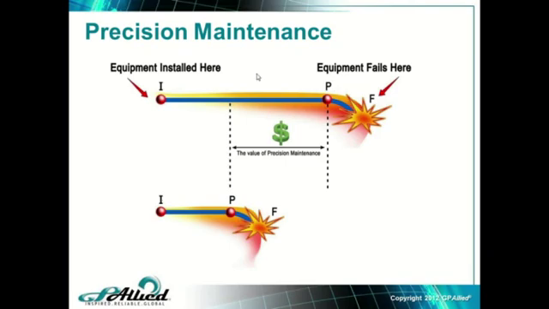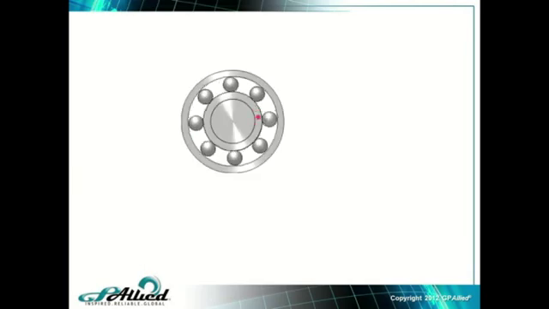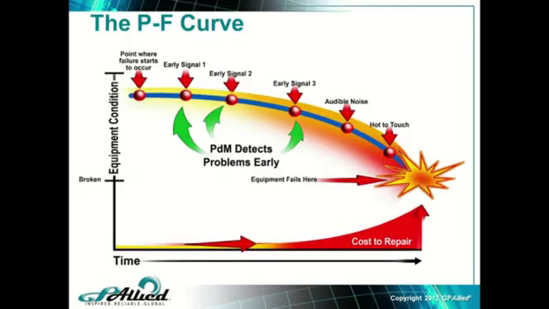So you can imagine two pieces of equipment. One has a long I to P interval, the other one has a short I to P interval. So the difference between these two is kind of the value of, and you could insert just about anything here, the value of condition monitoring, the value of precision maintenance, the value of root cause analysis, the value of reliability. Stick anything you want in there, it'll work. Right? So that's pretty much the presentation.